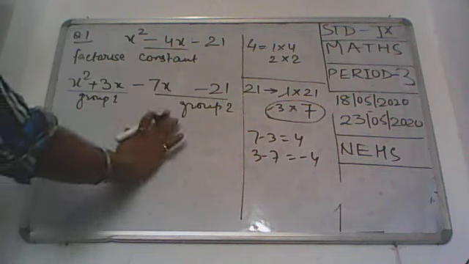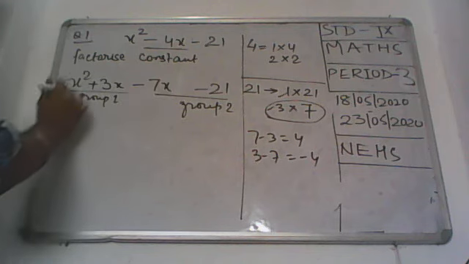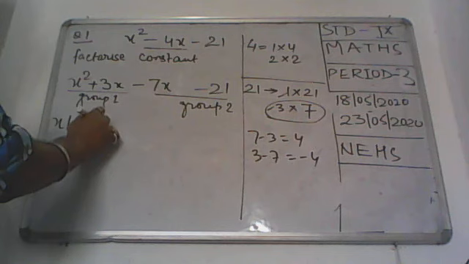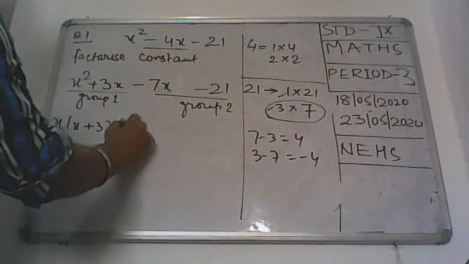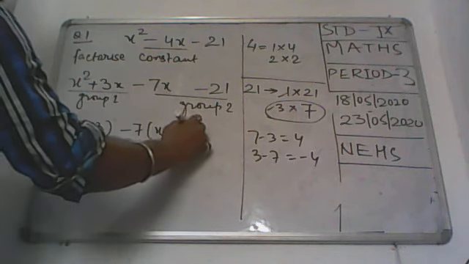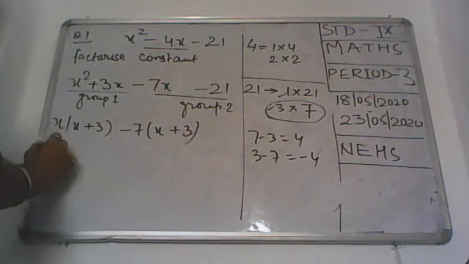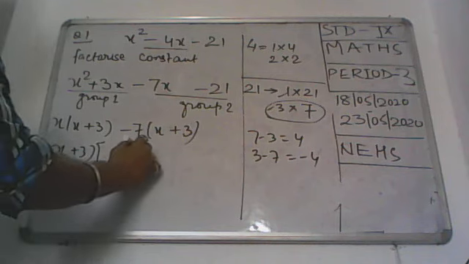Now by the grouping method we are going to take this: x is common, x plus 3. Here 7 is common, again x plus 3. So this is a common factor here, x plus 3. This will come outside, so inside will be x minus 7. So this is your answer. This is how we can do the splitting of the middle term when there is no coefficient of x square.